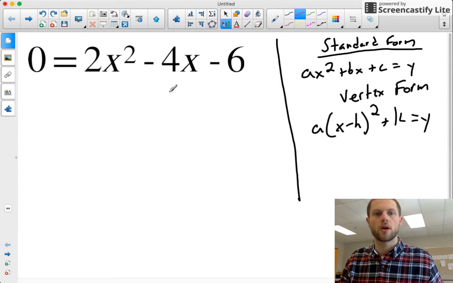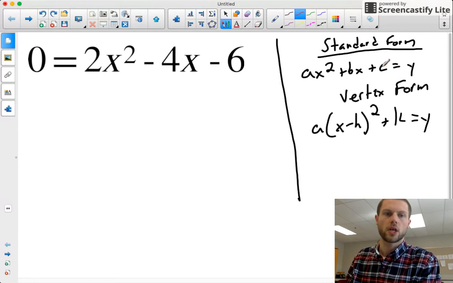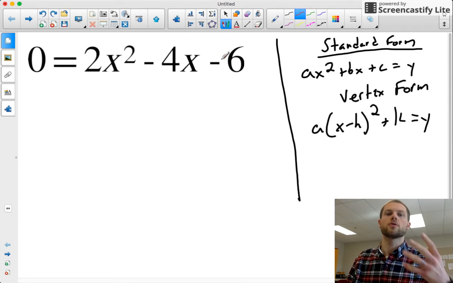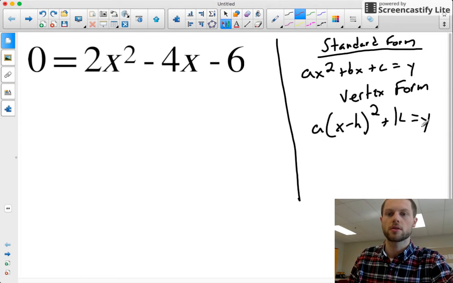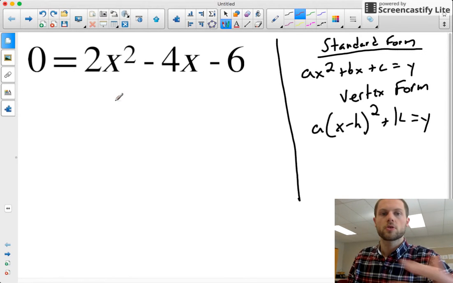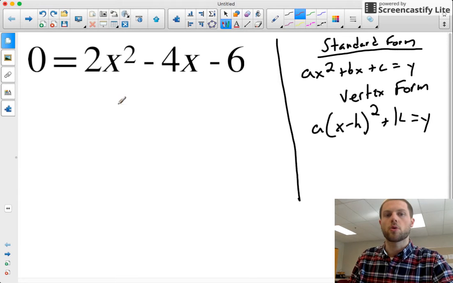Here's an example of trying to get a standard form equation into vertex form so that we can solve it using square roots. Typically, when we solve using the square root method, we like to see something that looks like vertex form. What we have right now is not in vertex form, so hopefully this will help get it into vertex form so we can solve by using square roots.